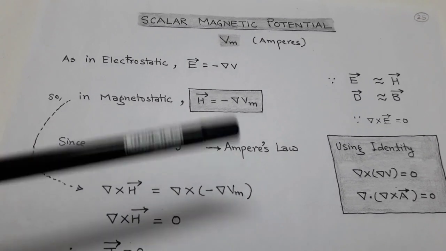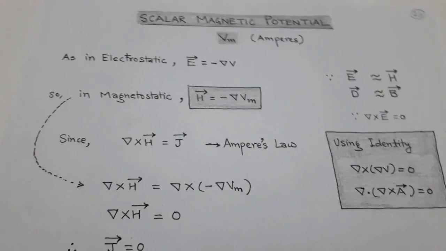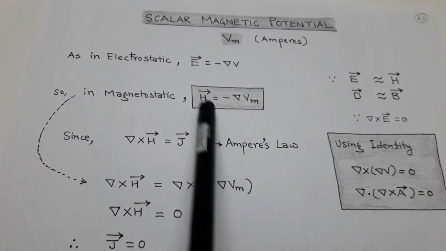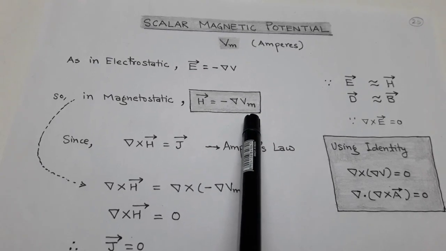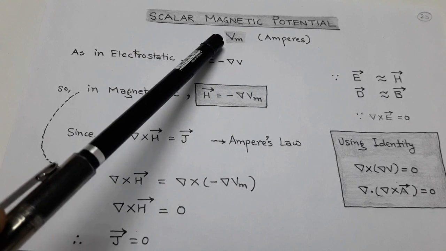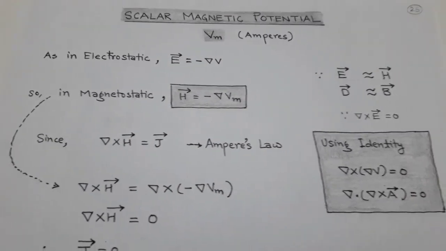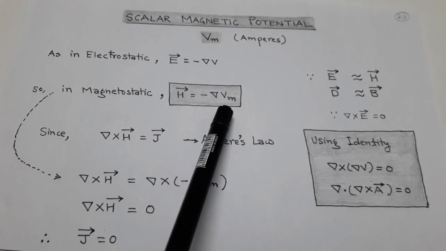So, as in electrostatics, we have the relationship E vector equals minus del V. We can write a relationship between magnetic field intensity H vector and magnetic potential V suffix M. Here V suffix M is a scalar magnetic potential. So in magnetostatics, the H vector equals minus del V suffix M.